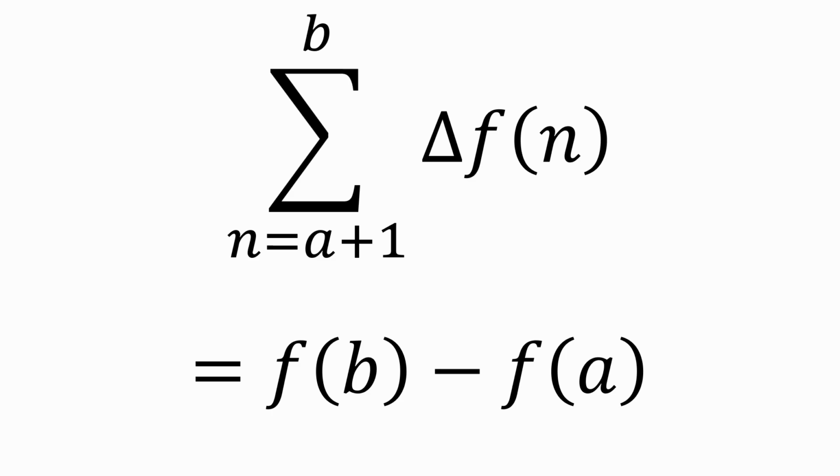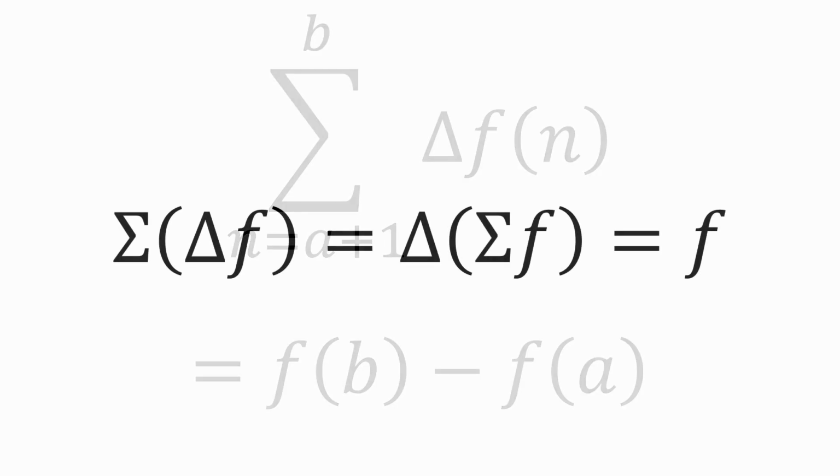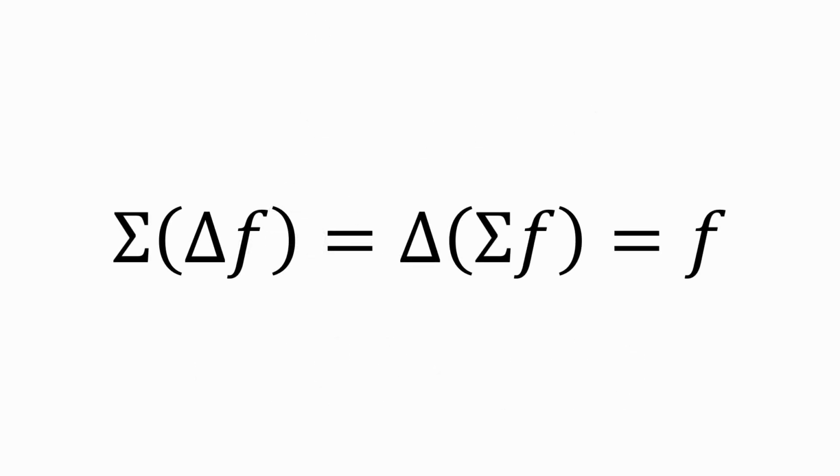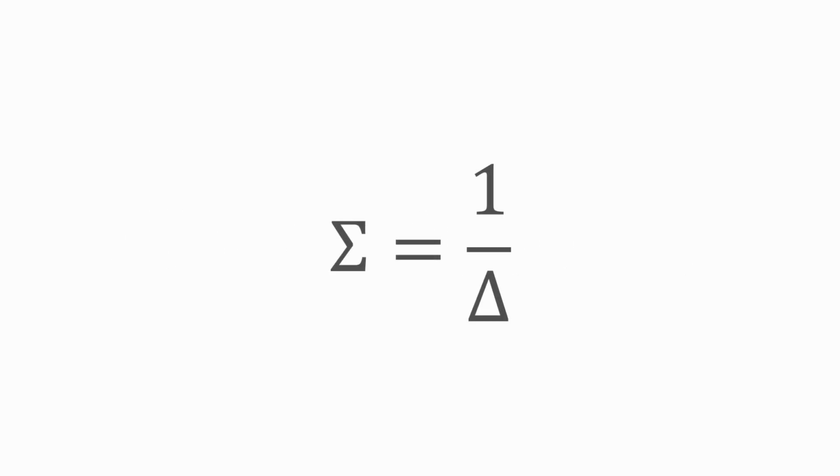We now need to solve the problem of being unable to easily reverse the process of taking the difference. Maybe you can start to see where the ideas from the first section of the video are about to come into play. I'm calling the inverse of delta sigma. Of course, this means we can write sigma equals 1 over delta, just as I wrote I equals 1 over d in the first part of the video. So far, this isn't helpful at all.